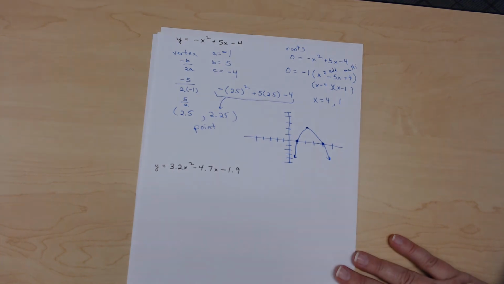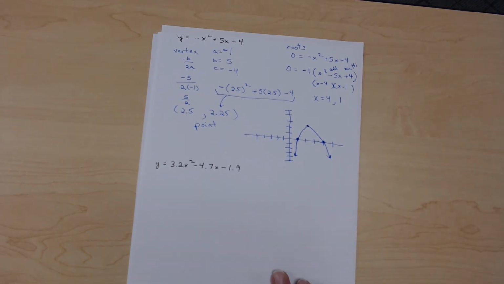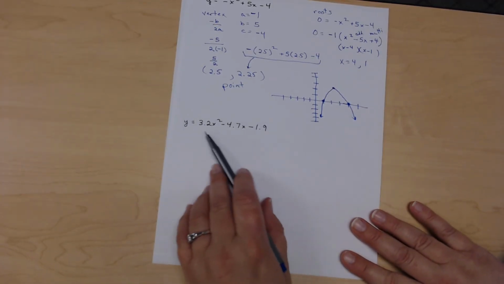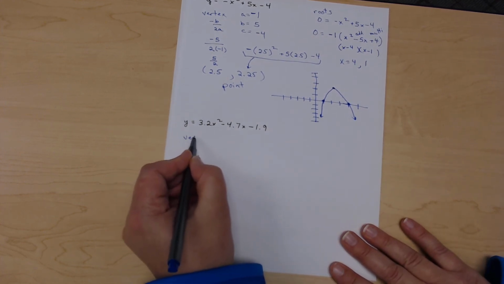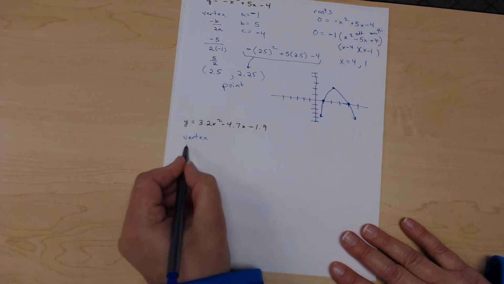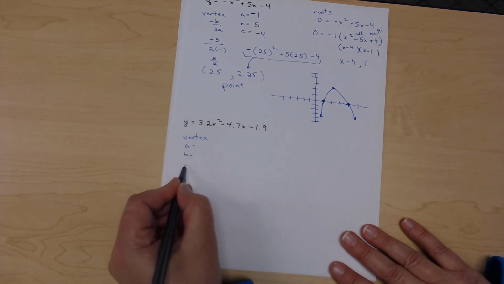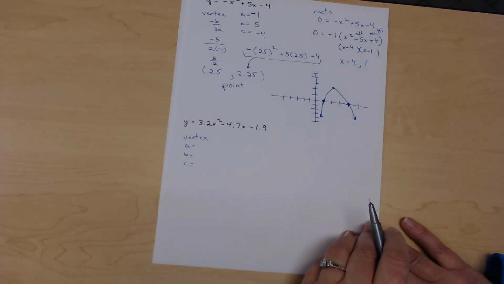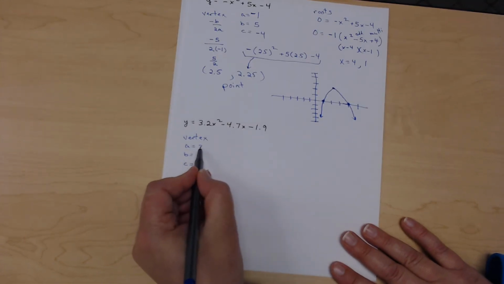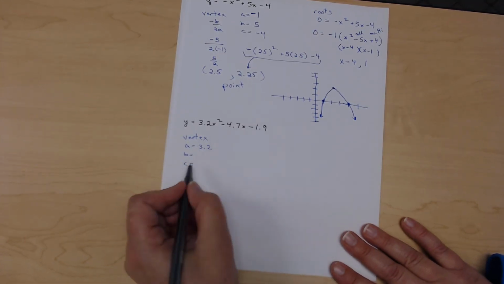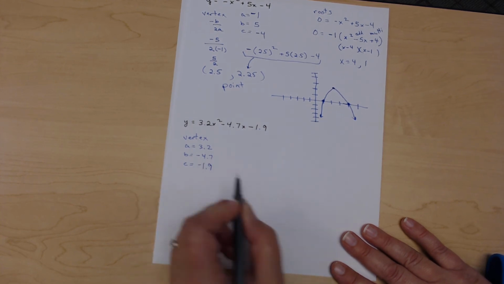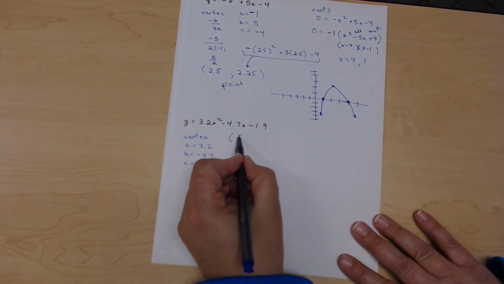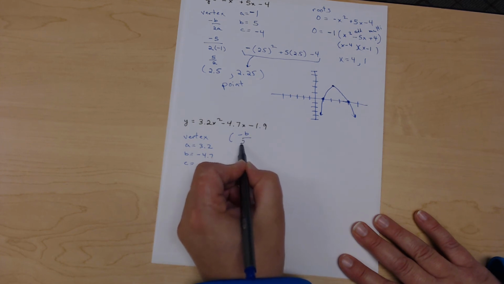Okay. Good. All right, let's make it just a little bit harder with decimals, but we're just going to do the exact same thing for the vertex. What is A, what is B, and what is C? Okay. A is 3.2. Make sure you take the negative 4.7 and negative 1.9. Okay, vertex is negative B over 2A.